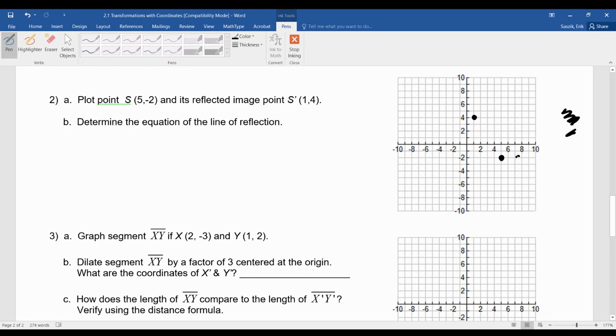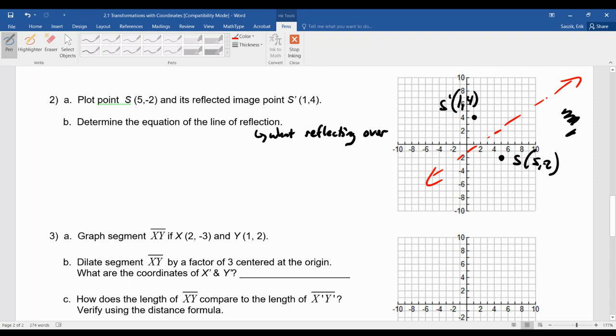Now remember, that's the S and its reflected image S prime (1, 4). Determine the equation of the line of reflection. That's what you're reflecting over. So I hope you realize I'm just going to do a rough sketch of what this is going to look like, right? It would be something like this, right? It's got to be perpendicular. Again, that's just a rough sketch.